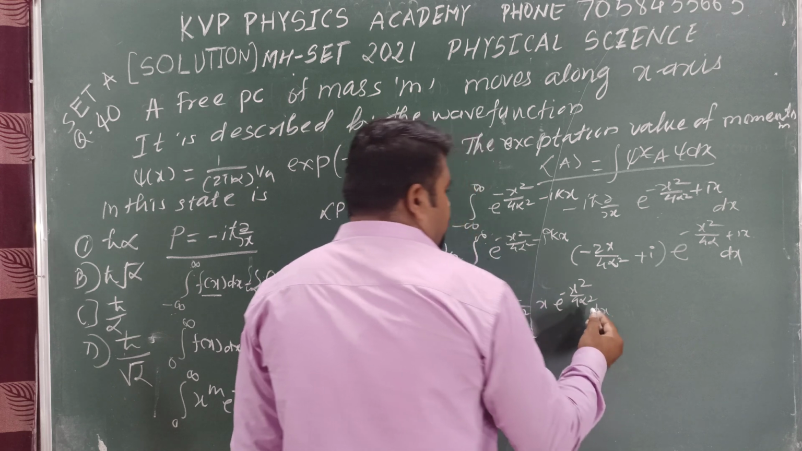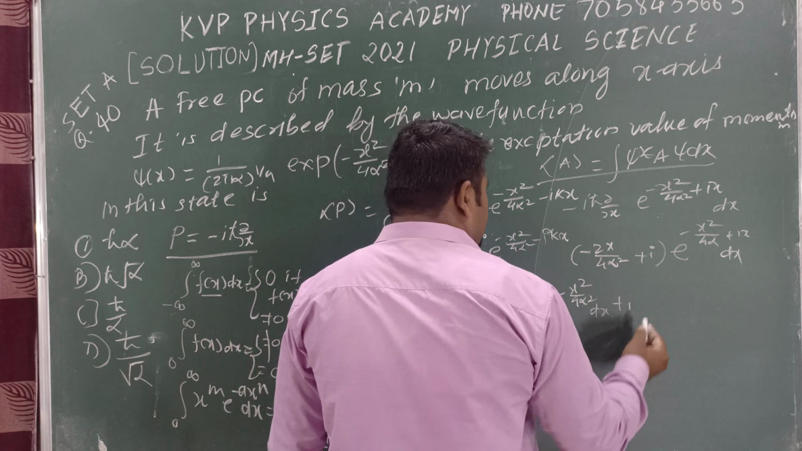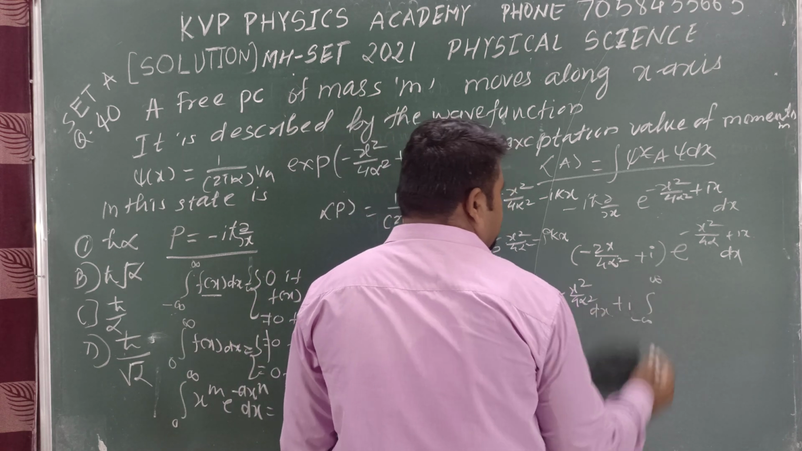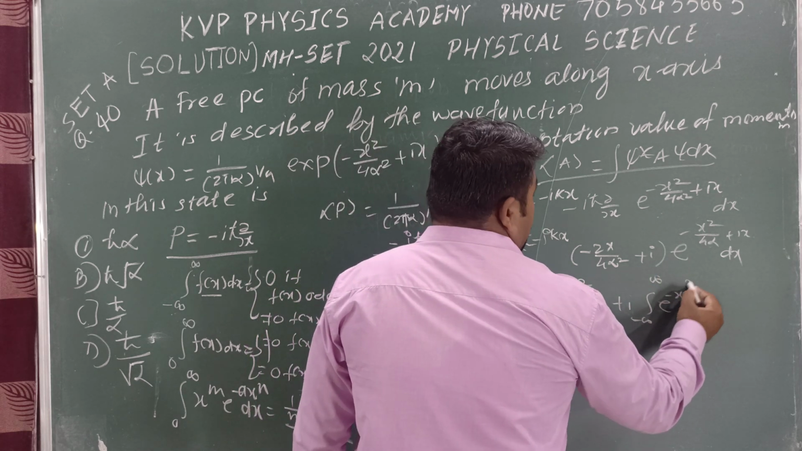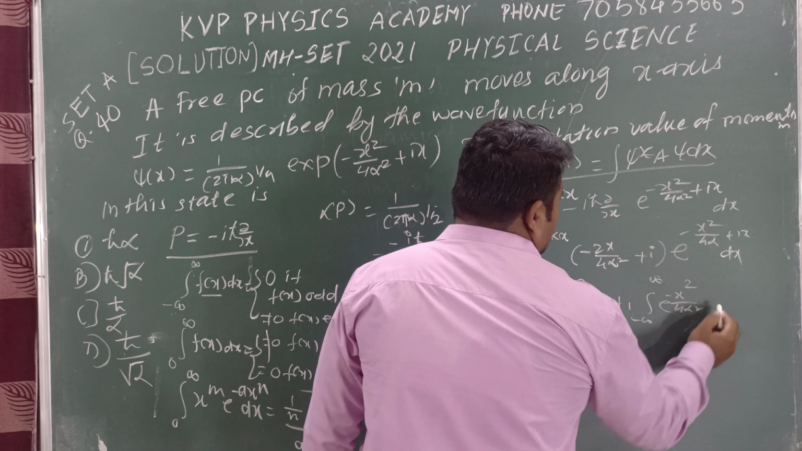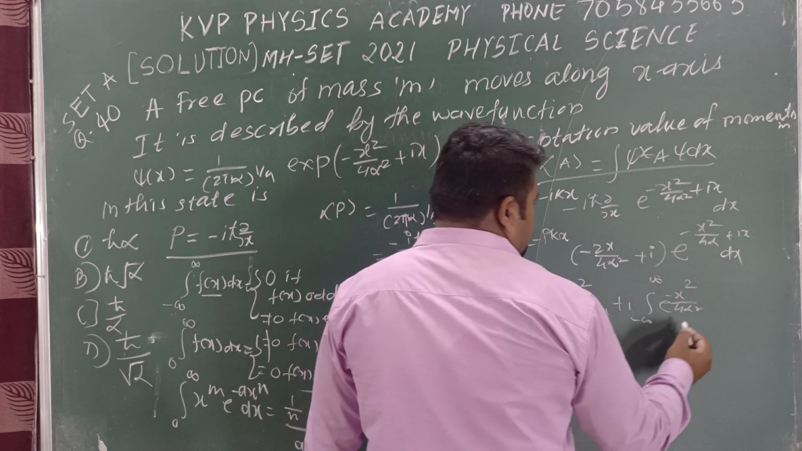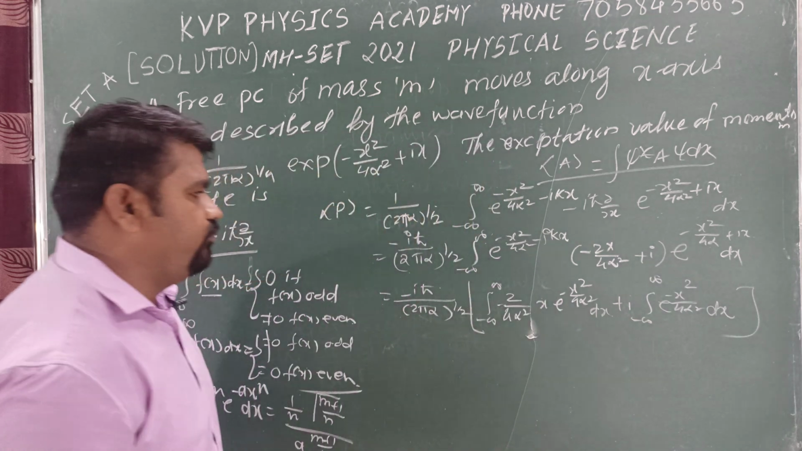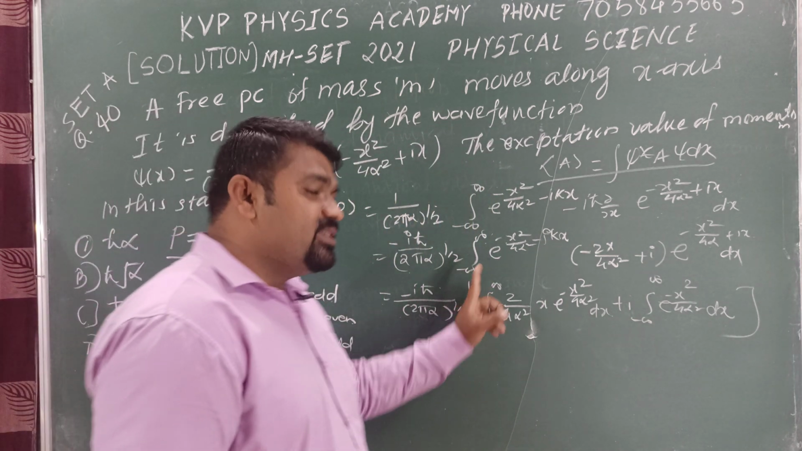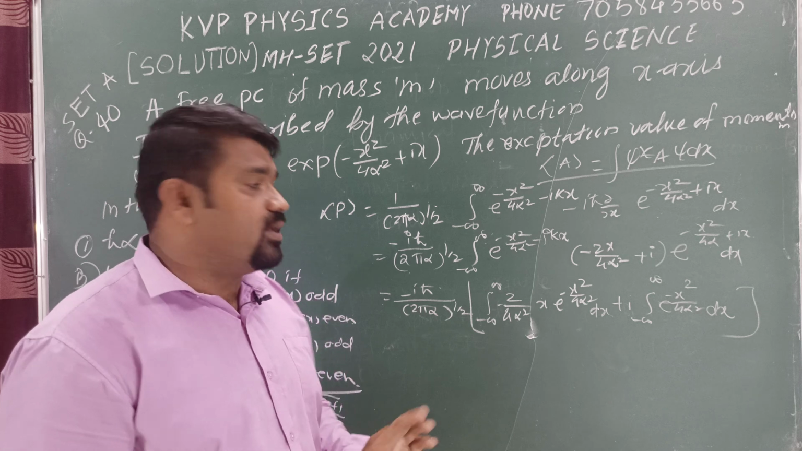Second integration, plus i, limit minus infinity to plus infinity. We can take i common out, e to the power minus x square upon 4 alpha square into dx. Got it? Now here the limit is minus infinity to plus infinity, which means the limit is even.